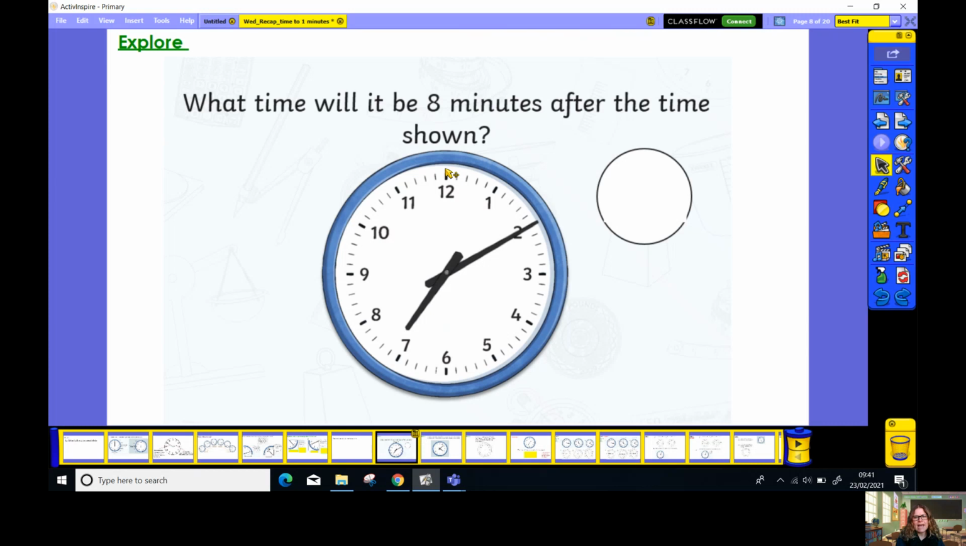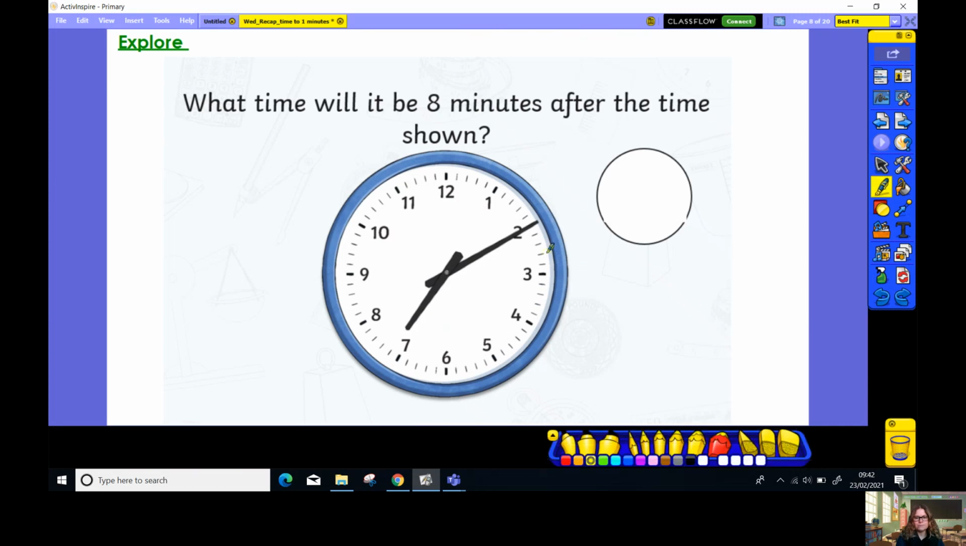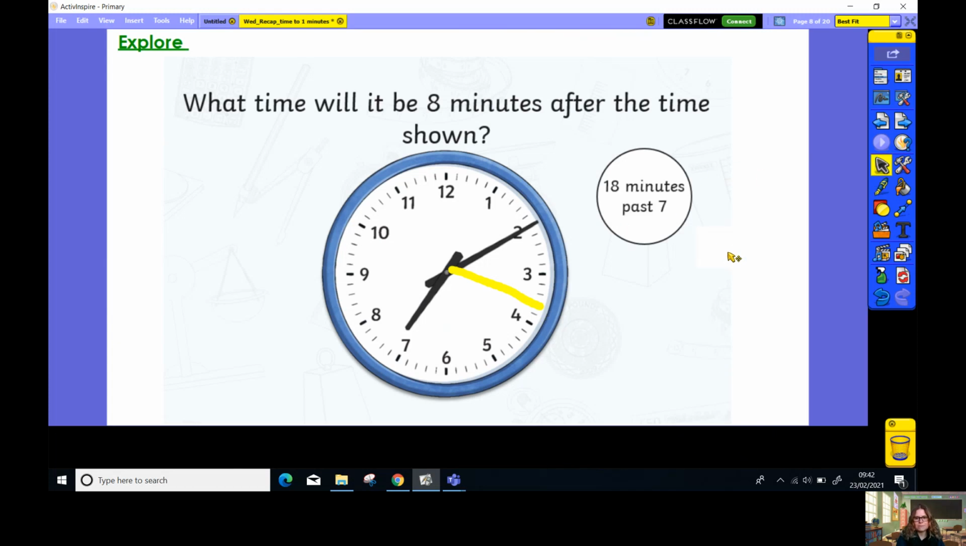What time will it be in 8 minutes' time? So, first of all, we find the clock here, we take the minute hand and we count on 8. 1, 2, 3, 4, 5, 6, 7, 8. In 8 minutes' time, the hand would be here, and it would be 18 minutes past 7.